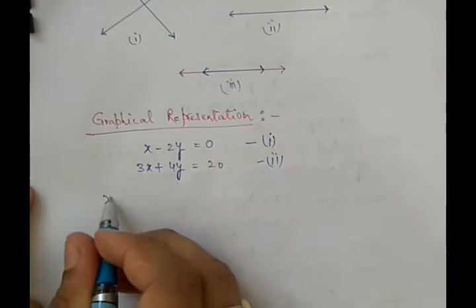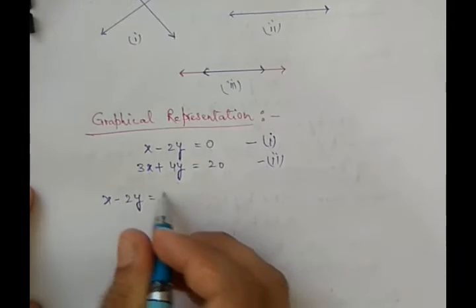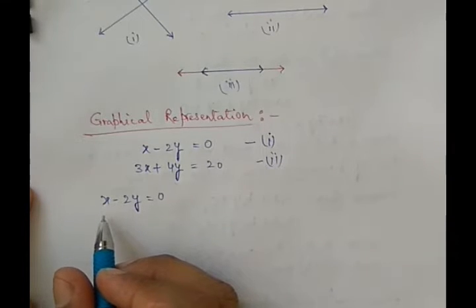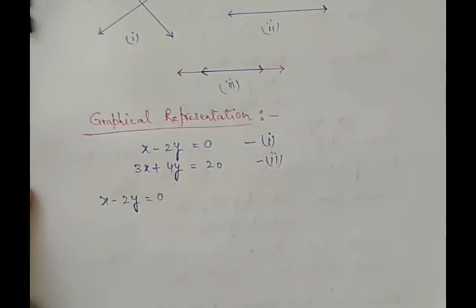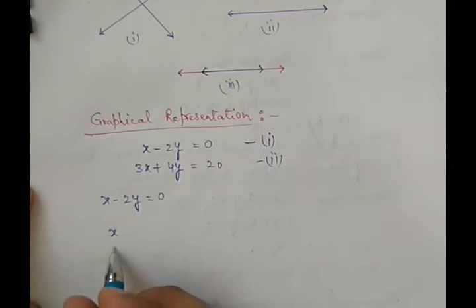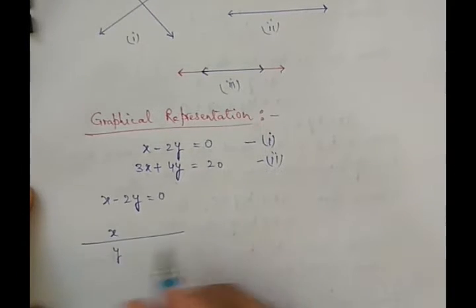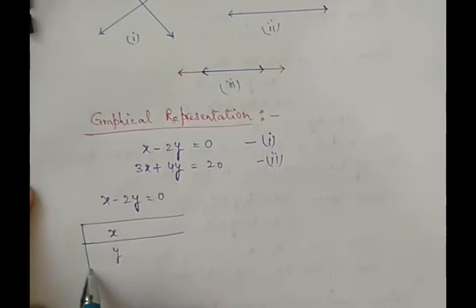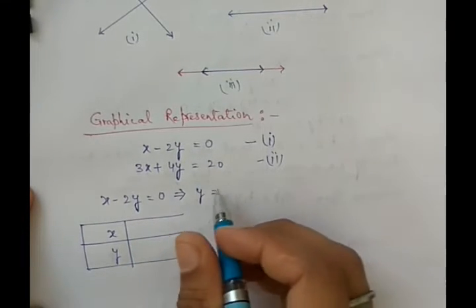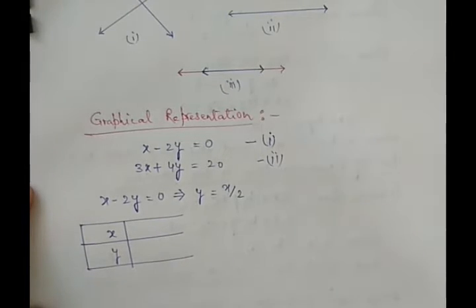First consider the equation number 1, that is x minus 2y is equal to 0. Here this x is the independent variable and y is the dependent variable. So what will we do? We will try to draw one table for this. This will be x, here you will write y, then we will draw one table like this. And y, if we try to write this thing, so y will be x by 2.